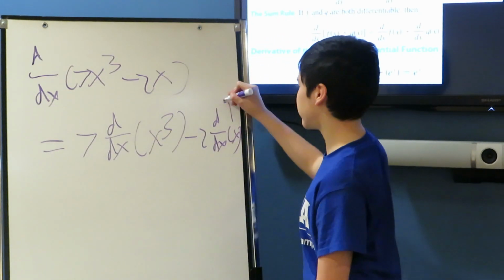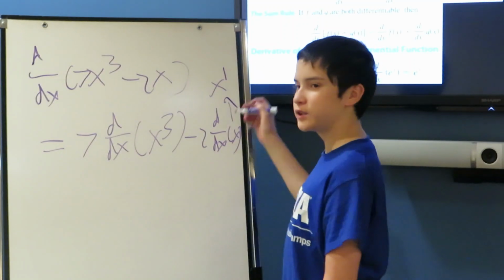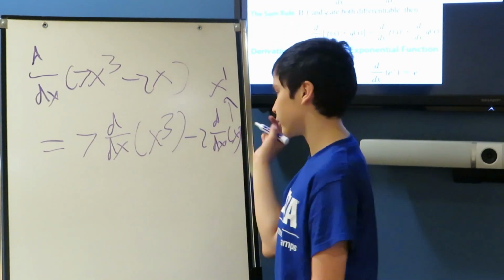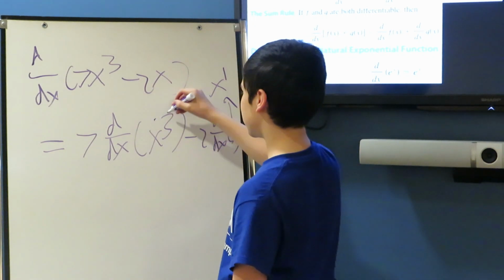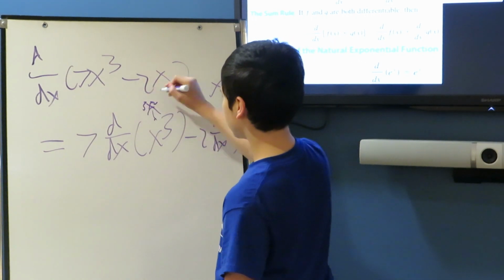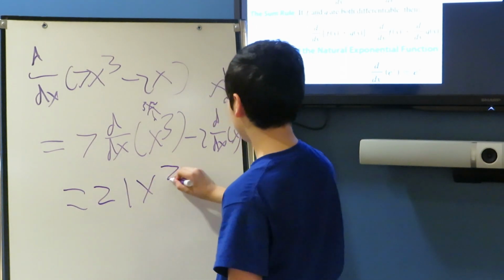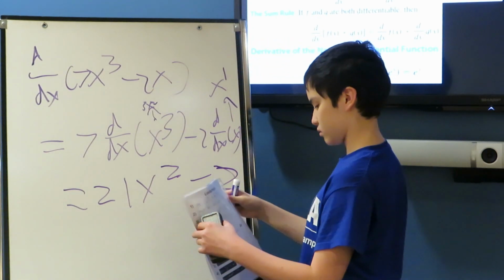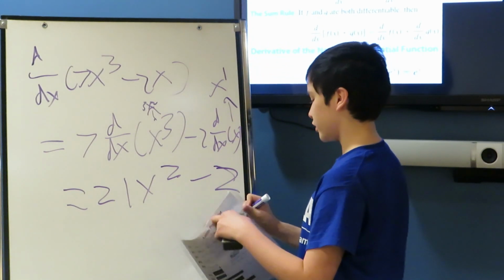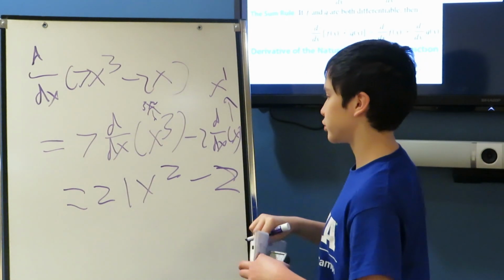Since this is x to the first, we multiply this by 1 and decrease the exponent to 0. So now we just get 1 here. And here we have x to the third, so this becomes 3x squared. So therefore our final expression would be 21x squared minus 2.